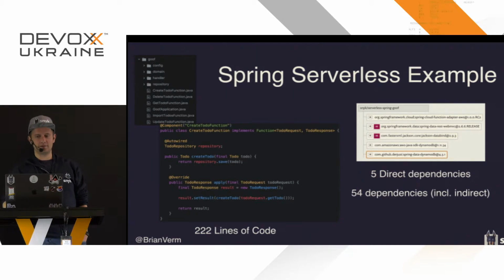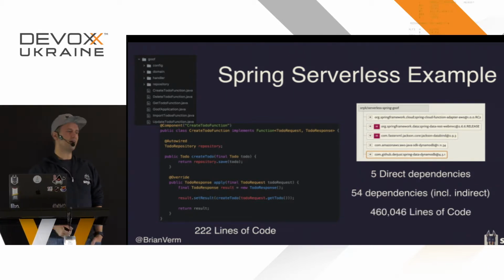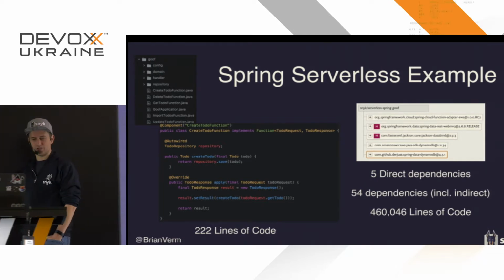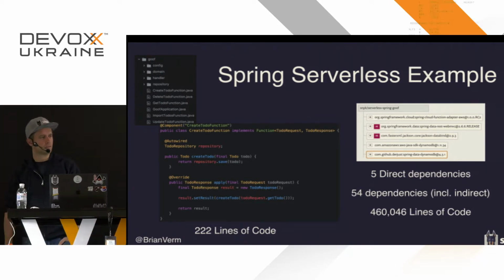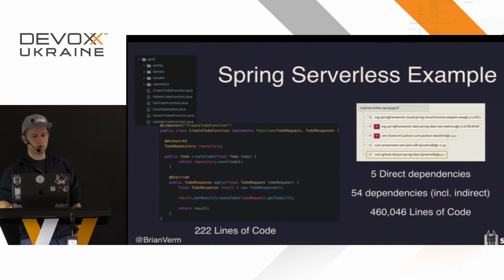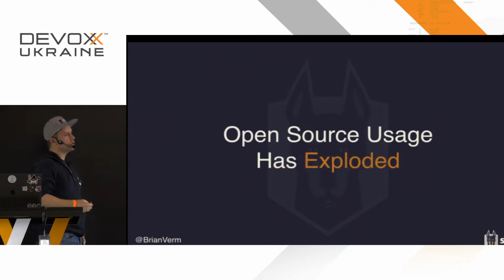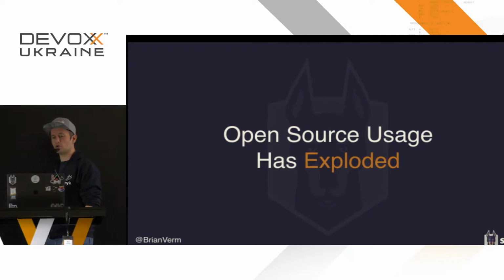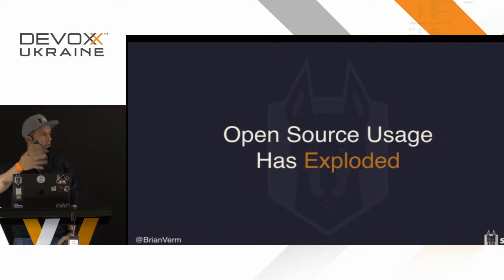Not that bad. It's Spring. Almost 500,000. 460,000 and 64 lines of code at that time. So we depend on these packages. And that's cool. And open source usage has exploded, which is good, I think. I love open source. We need to use it more, and we need to make it stronger.